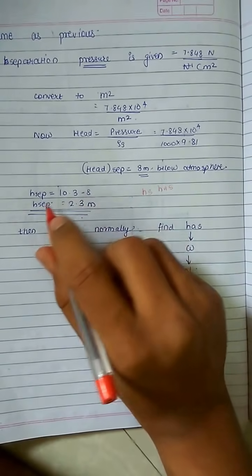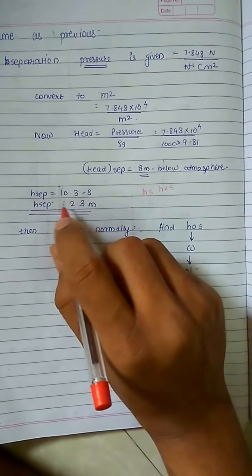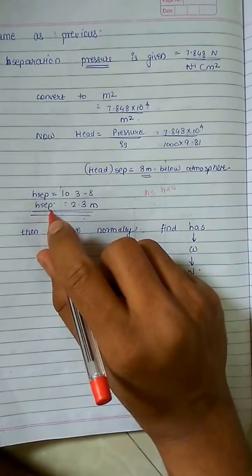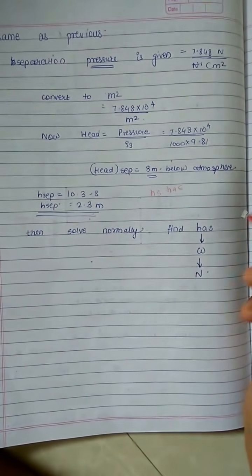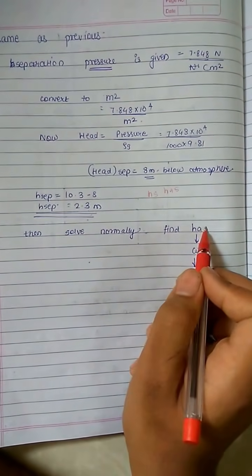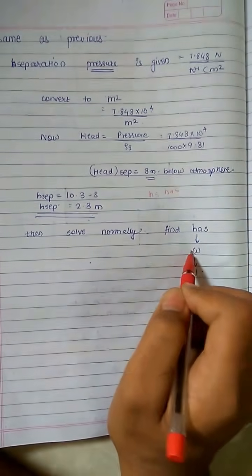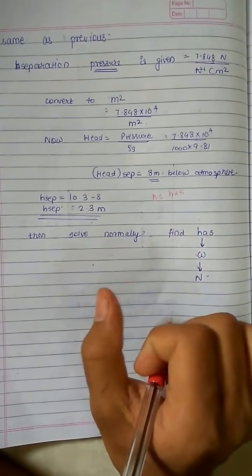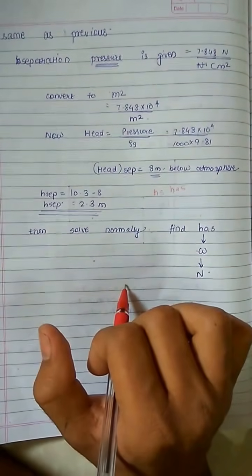10.3 minus 8. So finally we get 10.3 minus 8, that is 2.3 meter as separation head, and then we can normally solve the numerical, that is finding out HAS. From HAS we find out omega, and from omega we find out R. So this was a kind of numerical where H separation is used to find out omega.